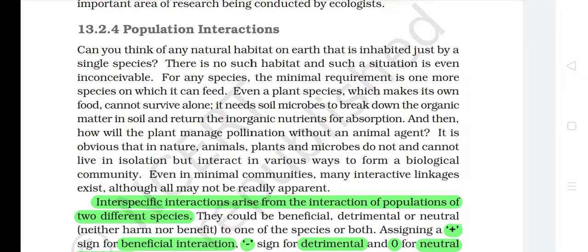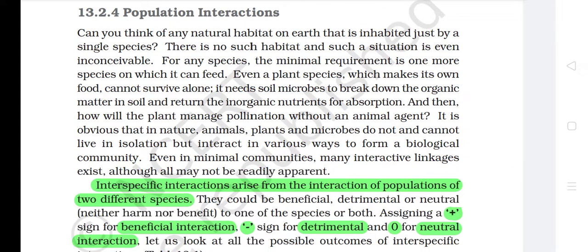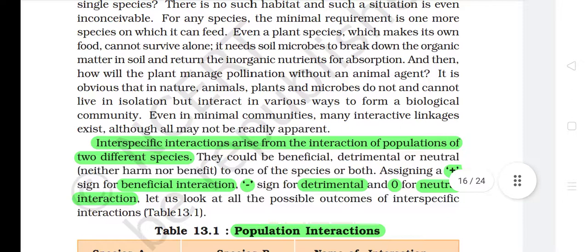13.2.4 Population interactions. Can you think of any natural habitat on Earth that is inhabited just by a single species? There is no such habitat, and such a situation is even inconceivable. For any species, the minimal requirement is one more species on which it can feed. Even a plant species which makes its own food cannot survive alone. It needs soil microbes to break down the organic matter in soil and return the inorganic nutrients for absorption. And then how will the plant manage pollination without an animal agent?